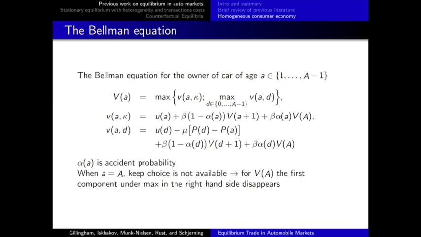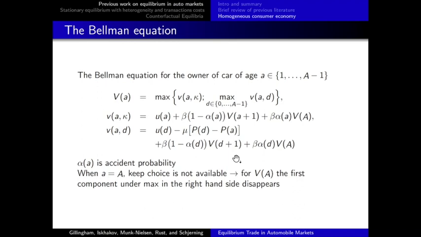Now, nobody says you have to buy a more expensive car, so this could be negative. If you come in with a brand new car and you buy the clunker, then that's going to be negative and you get money back. Then there's the same future expected value, except the difference now is that what you continue with next period is the car that you chose to buy, just 1 year older.